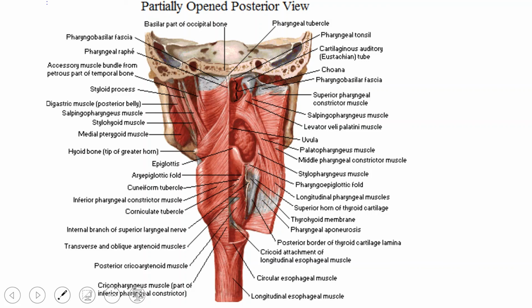This is again the atlas view showing the longitudinal group of muscles that have been discussed. This is the palatopharyngeus muscle, and along with the other pharyngeal muscle, the salpingopharyngeus, both take their insertion onto the posterior border of the lamina of the thyroid cartilage. So this is all about the muscles of the pharynx.